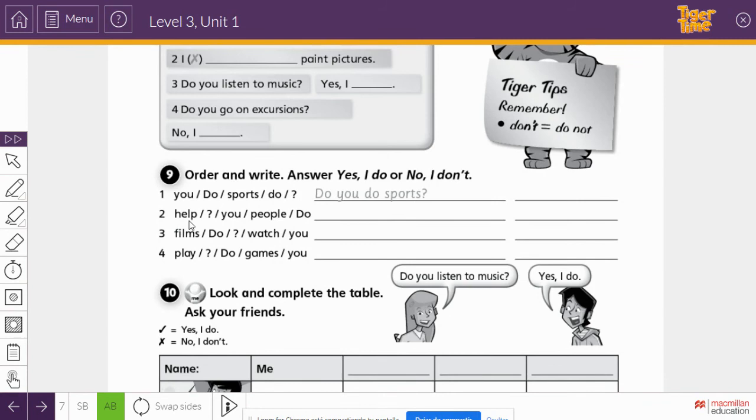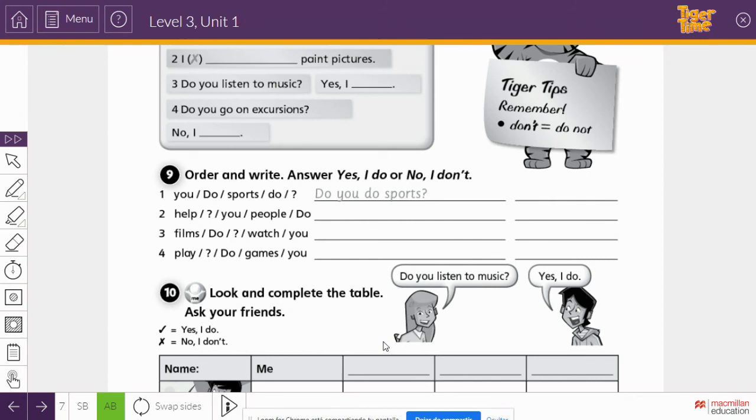Number 2, help, question, you, people, and do. How is the question? Order the question. Vamos a ordenar la pregunta. And your personal answer. Number 3, films, do, question, watch, and you. So how is the question? Order the question and your personal answer. Number 4, play, question, do, games, you. Order the question and your personal answer, okay? Remember, the answers are going to be checked on our next lesson, online lesson, okay? Lo vamos a revisar en la próxima clase online, estas respuestas.